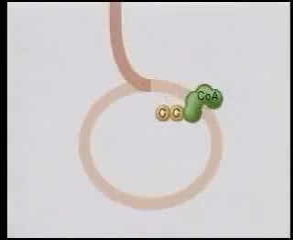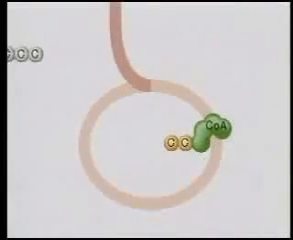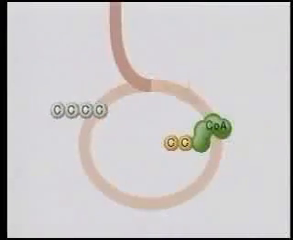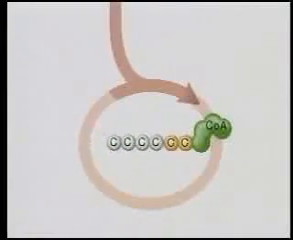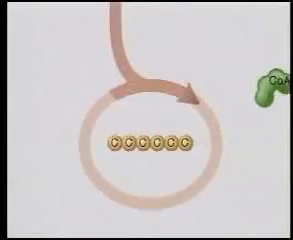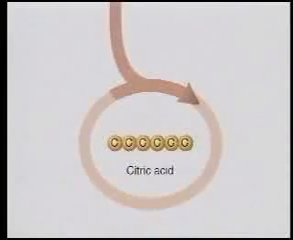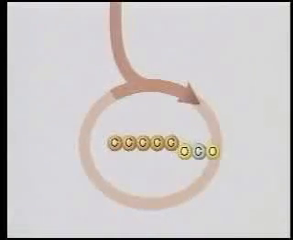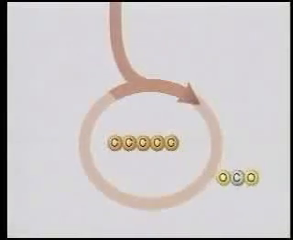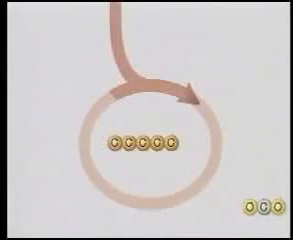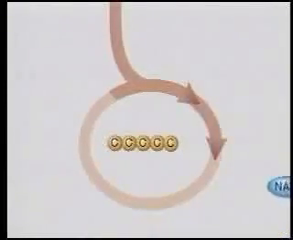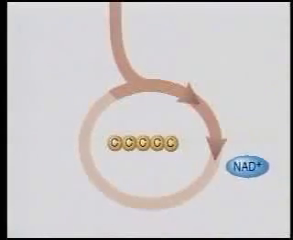Acetyl-CoA enters the Krebs cycle, and the acetyl portion becomes linked with a 4-carbon compound. The result is a 6-carbon molecule called citric acid, the first intermediate in the Krebs cycle. 1 carbon is removed, taking with it 2 oxygen atoms. The resulting molecule, carbon dioxide, is released. The 5-carbon molecule continues through the cycle.